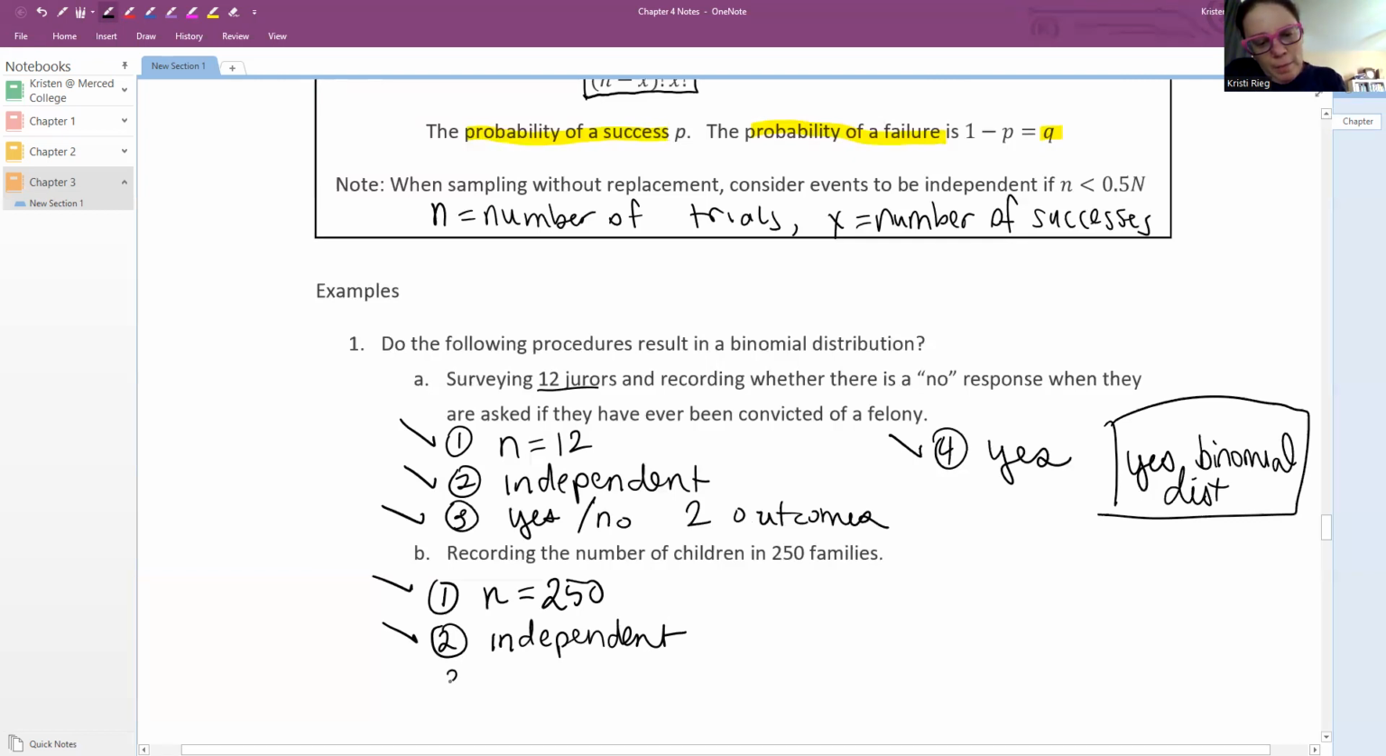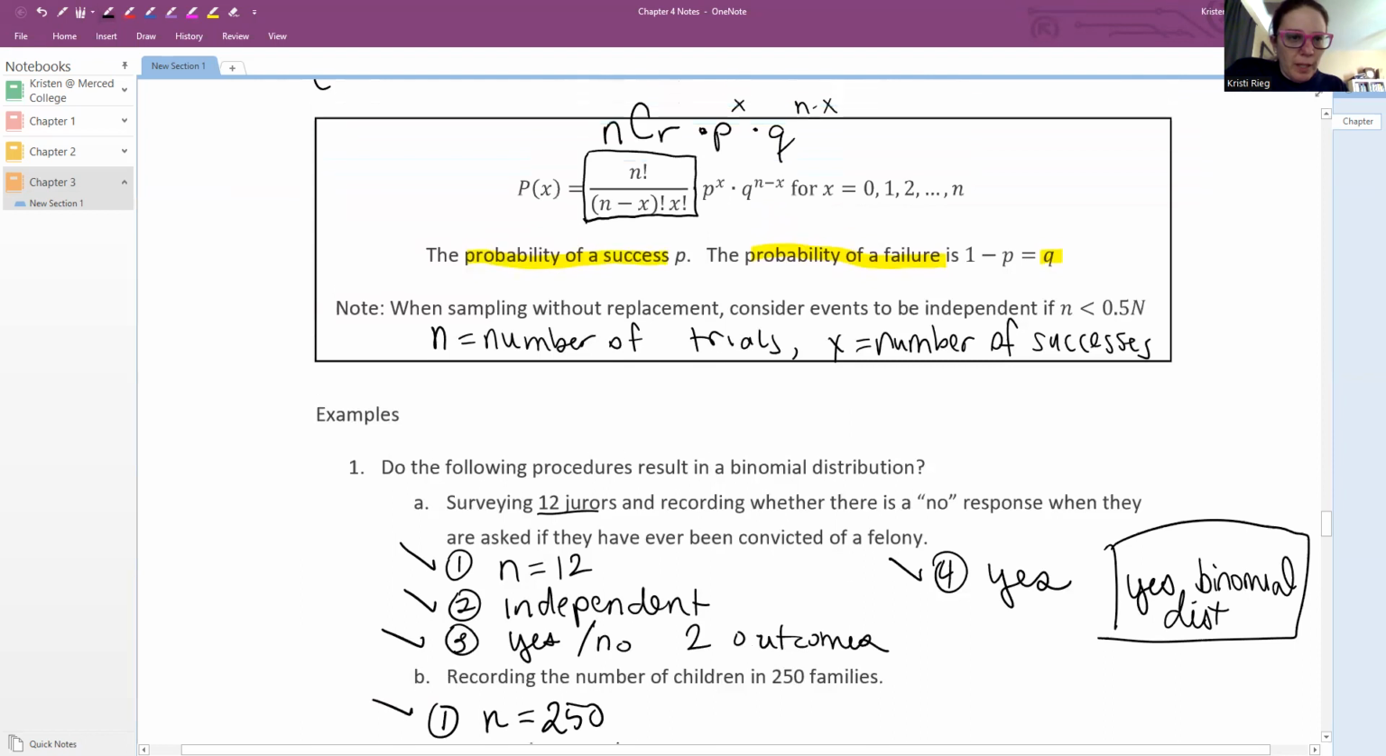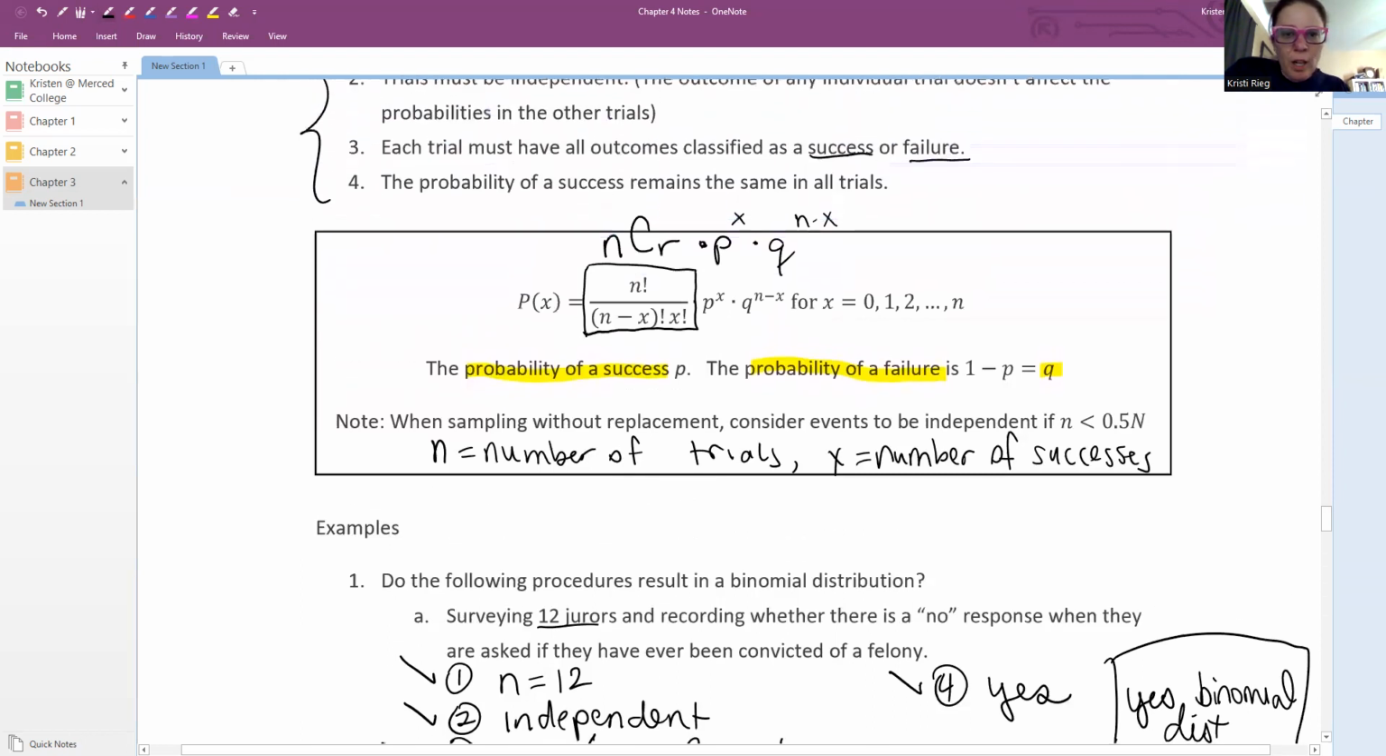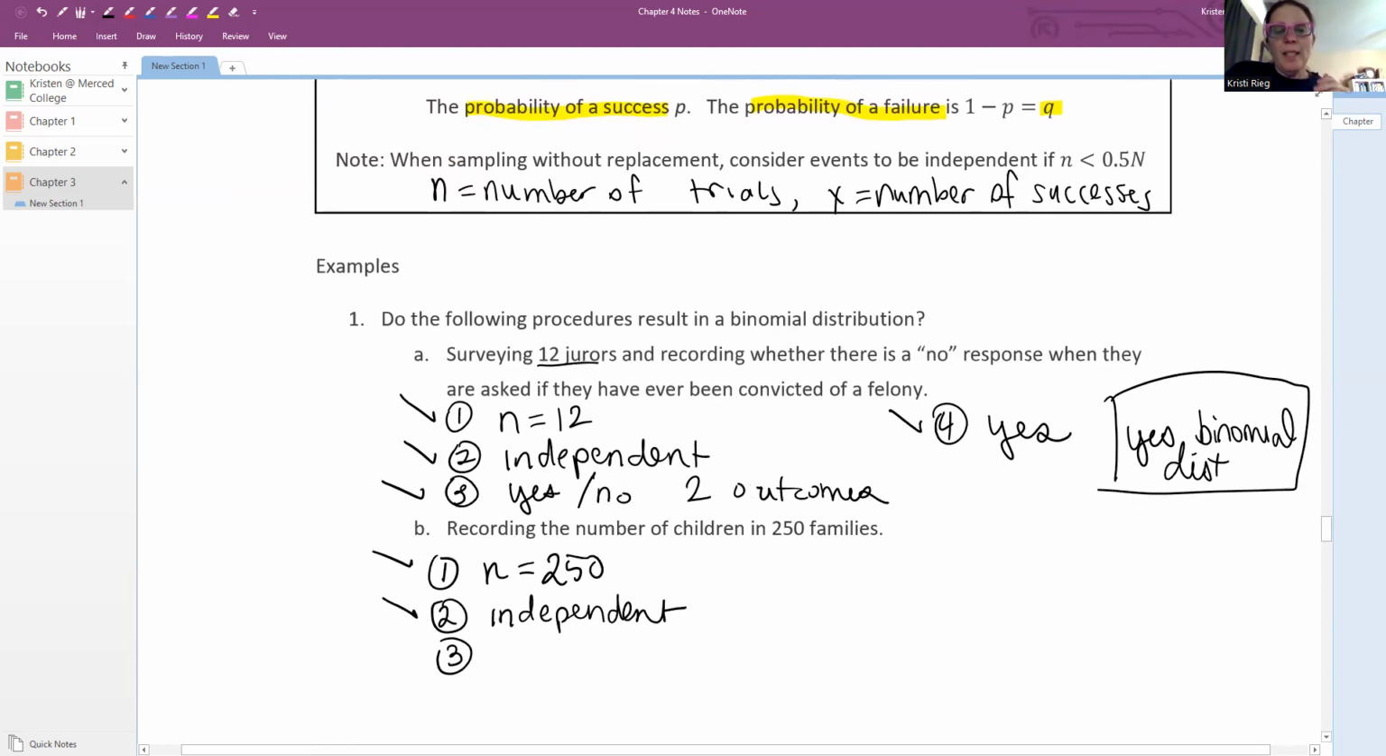All right, number 3. Each trial must have all outcomes classified as a success or failure. So are there 2 answers? Well, let's see. If the question is how many children are in your family, then the answer is either 0, 1, 2, 3, 4, 5, and so on. It could be any of those numbers. And so this is a problem because there are too many answers. You can only have 2 outcomes.